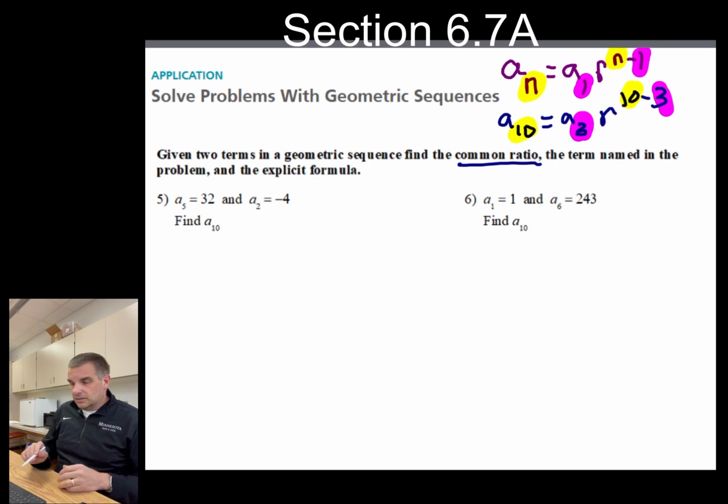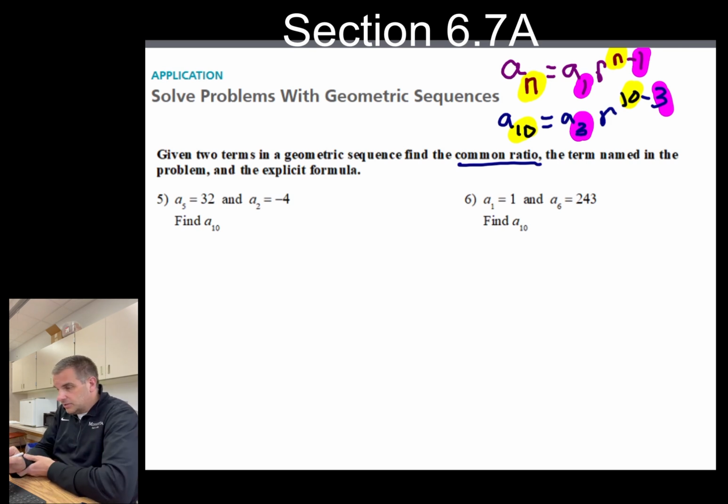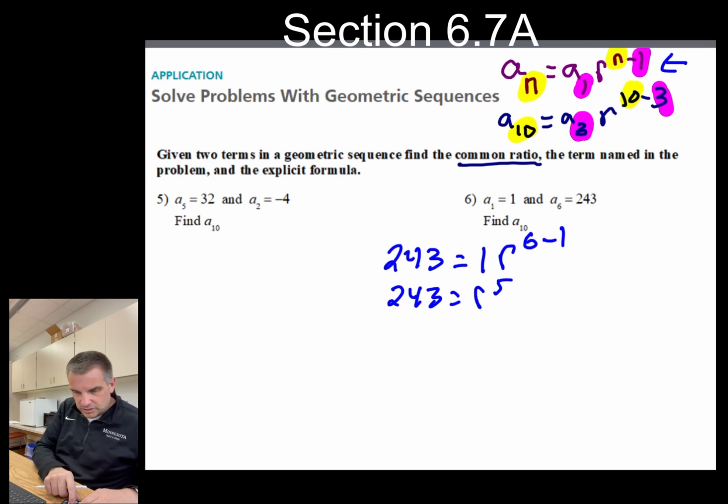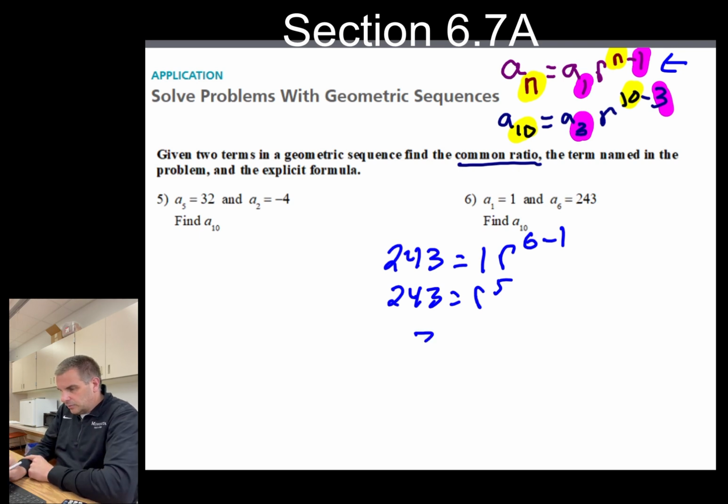Okay. So let's take a look at the second example. We've got our first term, we've got our 6th term, and we have to find the 10th term. So the first thing we have to do is find the common ratio. So we've got 243 equals 1 times r to the n minus 1. Well, 243 is the 6th term, so that's got to be a 6. 1 is the first term. Nice. So we've got 243 equals r to the 5th. So the 5th root of 243 is going to be my r value. So 3 is equal to my r value.